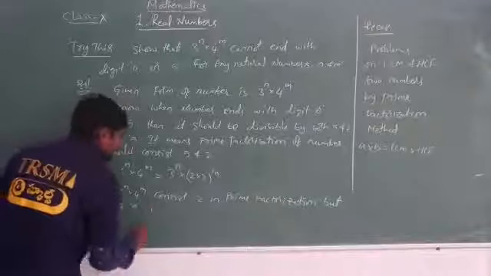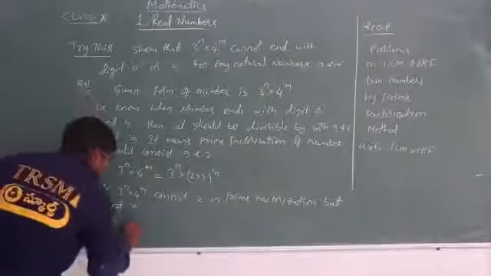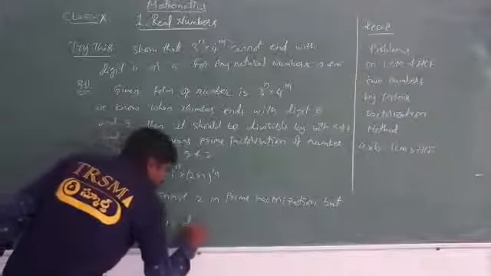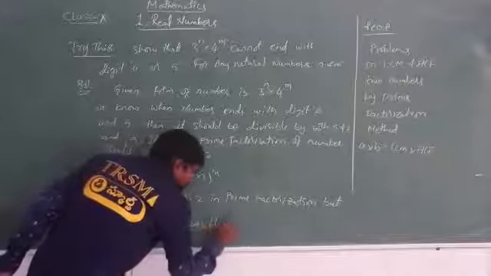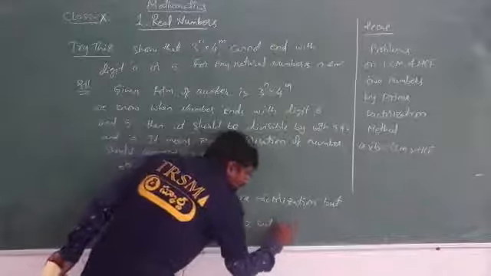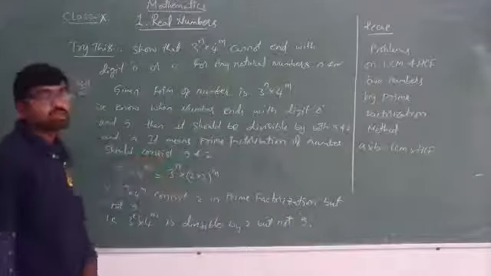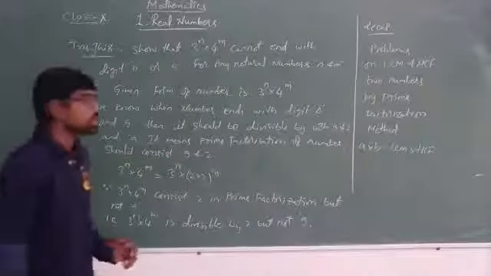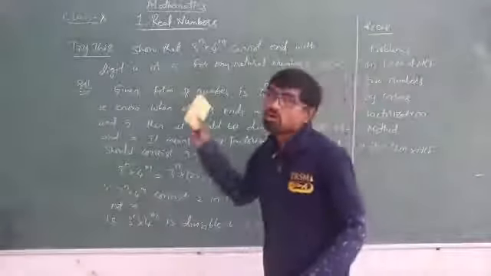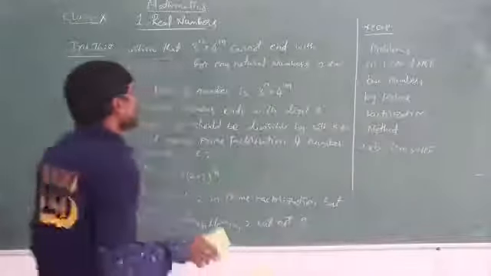That is, 3 power n into 4 power m is divisible by 2 but not by 5. It is divisible only by 2. Is it divisible by 5? No, it is not divisible by 5. So therefore it does not end with the digit 0 or 5. So this is how you have to write the answer.